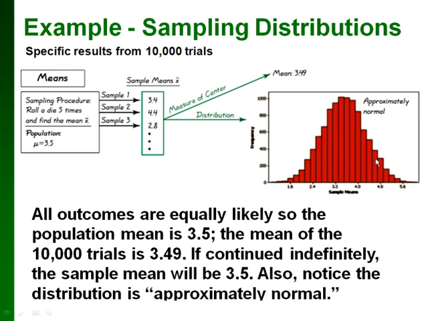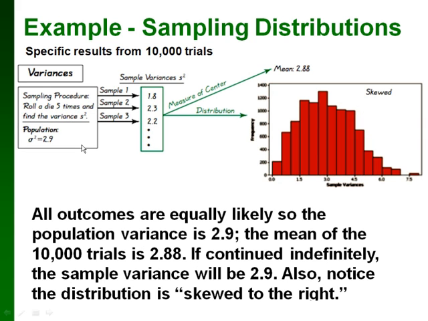And here's a graph of what the distribution looked like after the 10,000 trials. So notice it looks very much like a normal distribution. If we look at the variances for our 10,000 trials, our population variance for the original probability distribution would have been 2.9, and our sample variance turns out to be 2.88. And notice what this distribution looks like. It's skewed to the right.